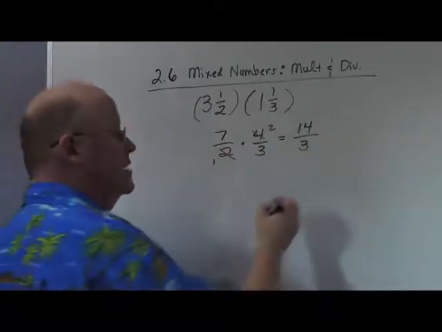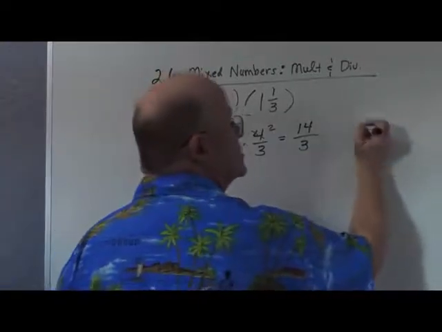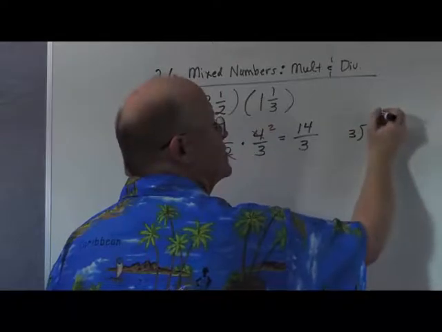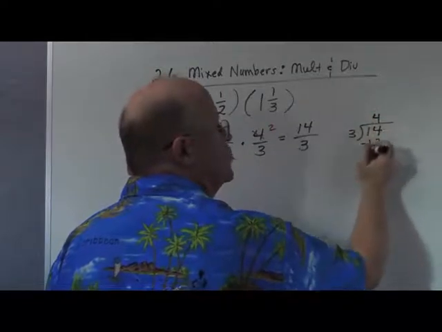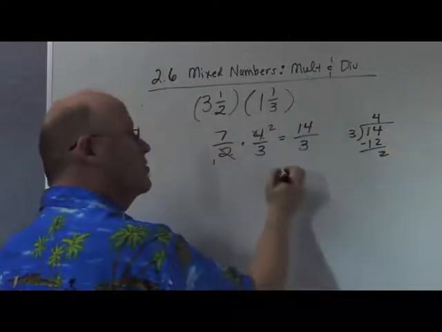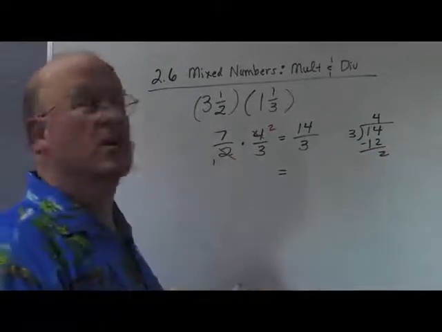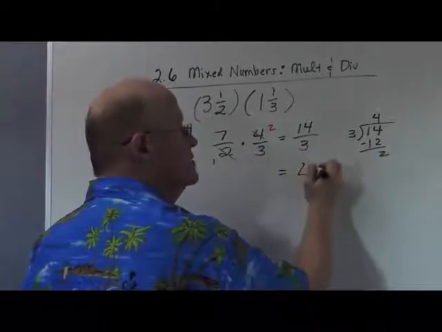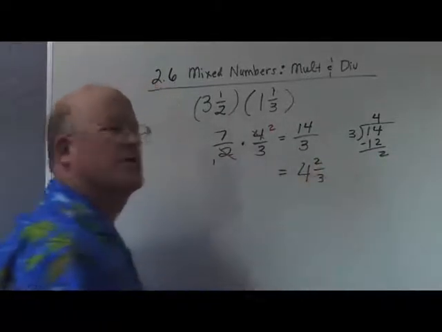14 divided by 3. You can do long division if you want to, and say that goes in 4 times with 2 left over. Or if it's doable in your head, I think this one is, it goes in 4 times and 2 left over out of the 3.